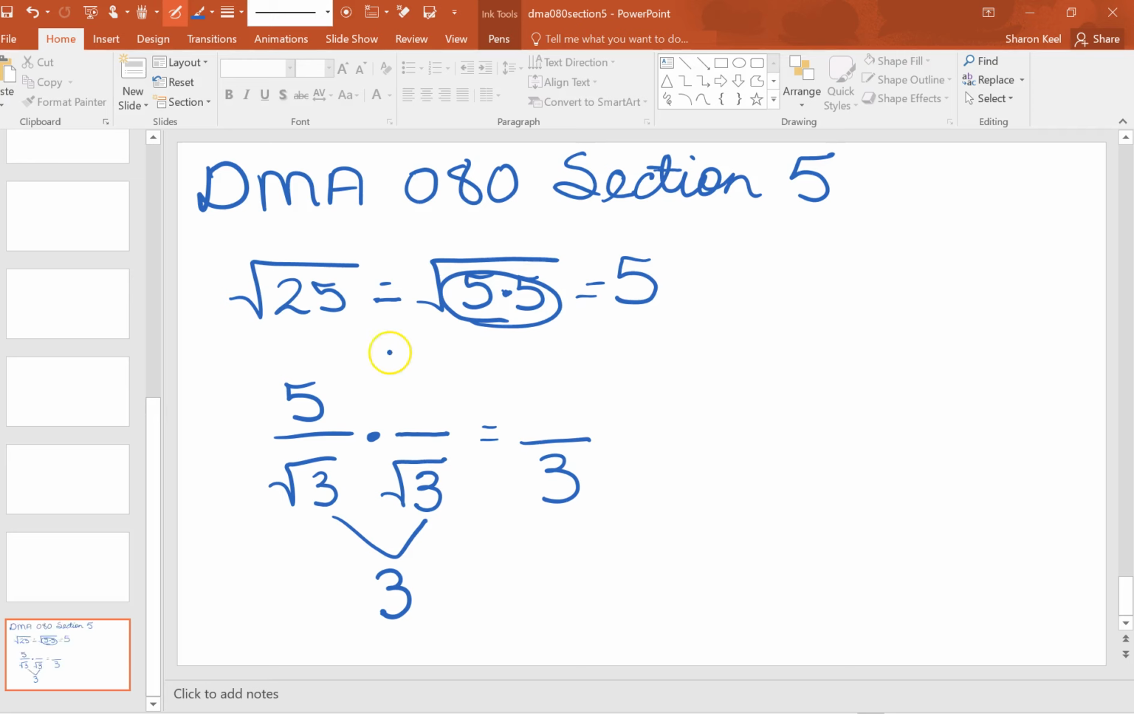Whatever you multiply by on the bottom, you're going to multiply by the same value on top. You can multiply any fractional expression or rational expression by 1. So the square root of 3 that we had on the bottom, we're going to place also on the top. My new numerator is now 5 square root 3, and that cannot be simplified or reduced any further.